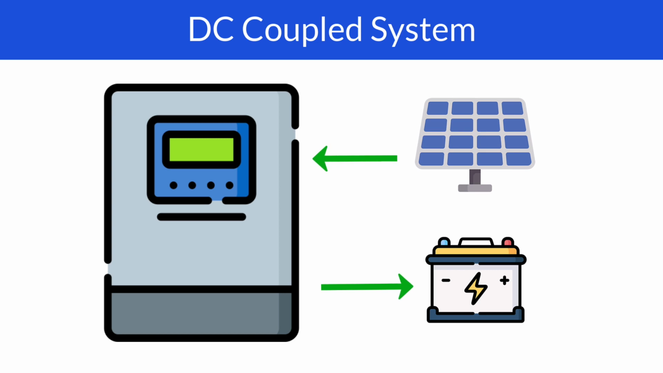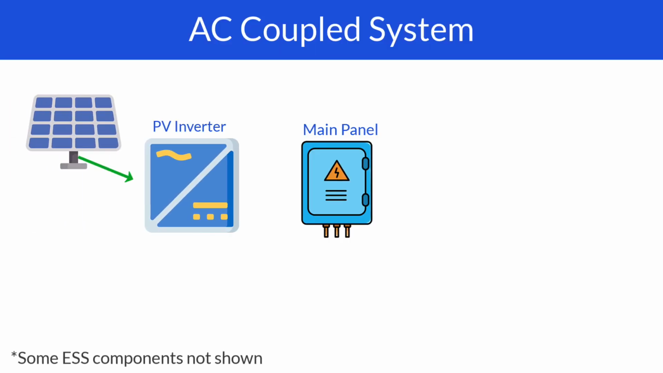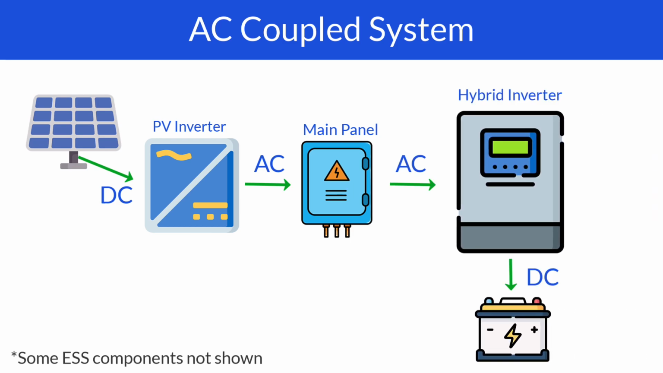So when you look at this, the array electrons are basically directly coupled to the battery. They go right in there. There's no other conversion needed. This is why we say DC coupling. Now, in an AC coupled system, the battery, as I said, is on the AC side. And in this type of architecture, there's typically two inverters. You have a solar or PV inverter, which only converts the DC from the array into AC. And then the hybrid inverter will then take that AC, convert it to DC to charge the batteries.